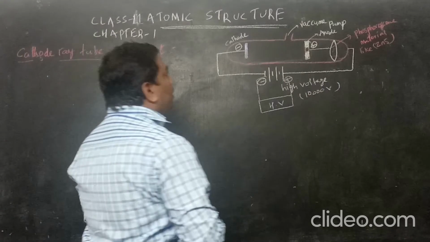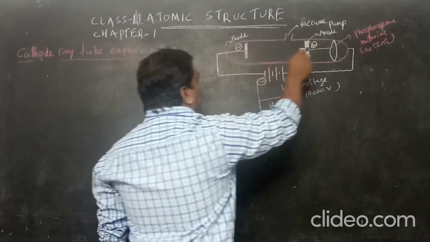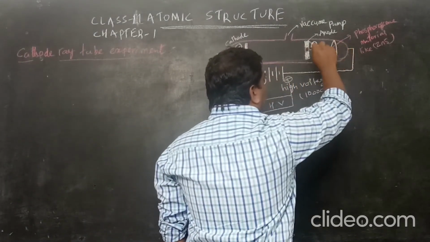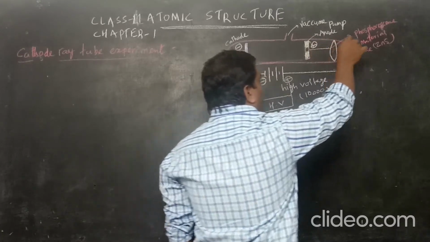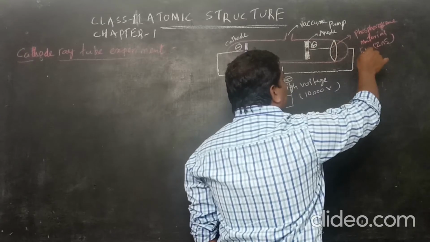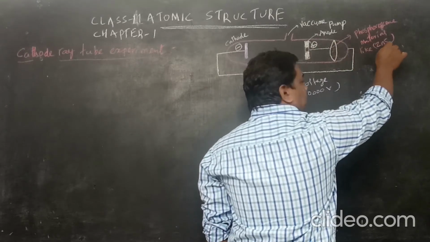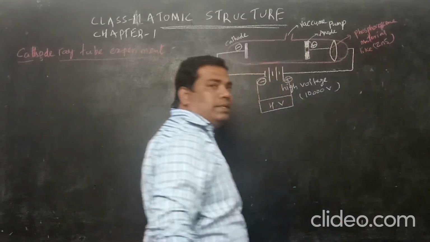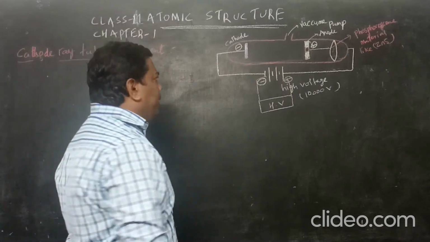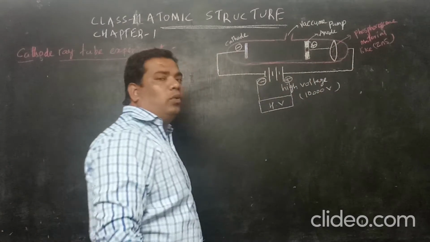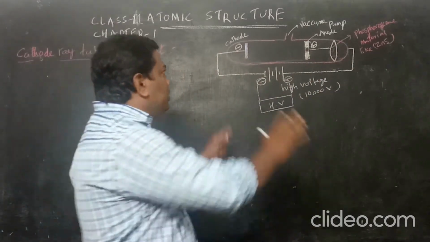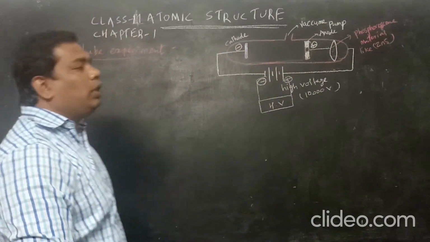Okay, so these metallic electrodes are sealed, and beside the anode there is a phosphorescent material. The phosphorescent material is made up of a zinc sulfide plate. These electrodes are connected through a high voltage battery. So this is the setup of the cathode ray tube experiment.